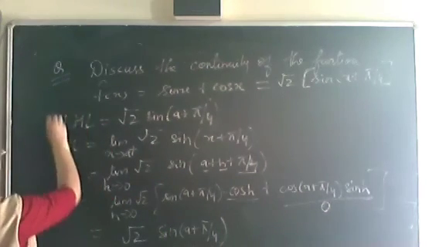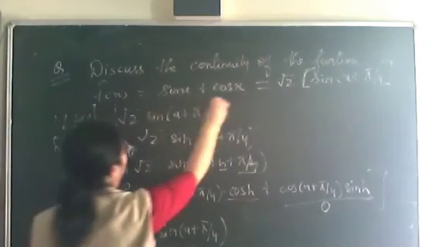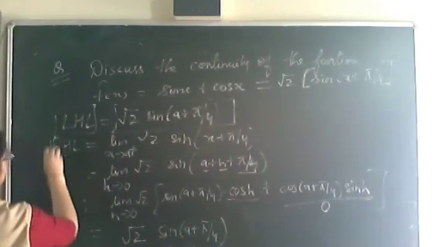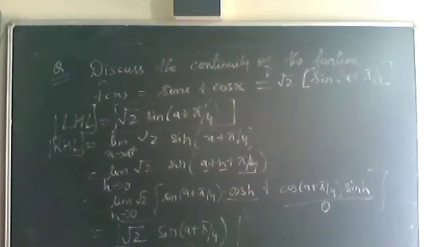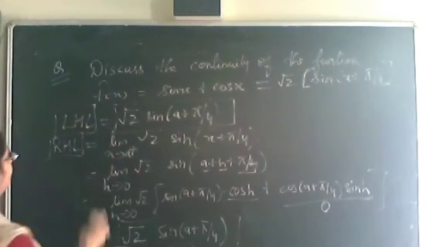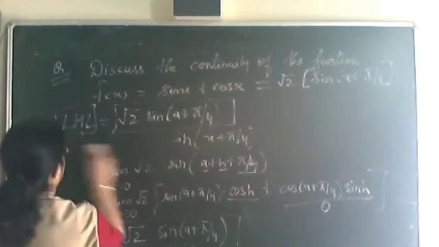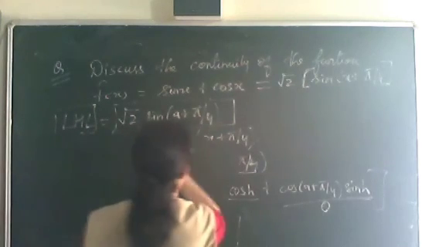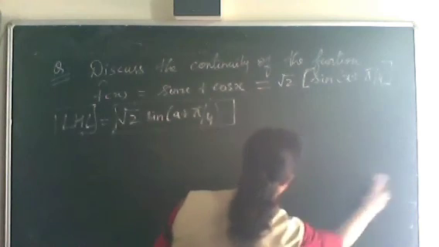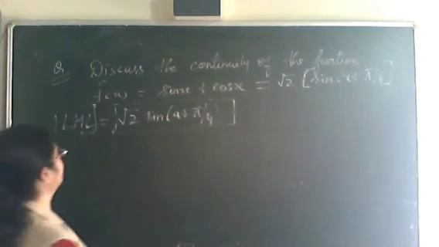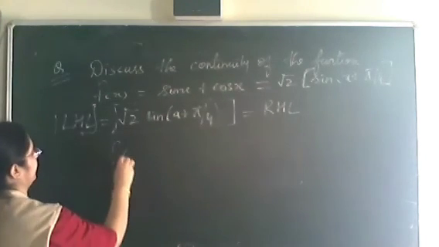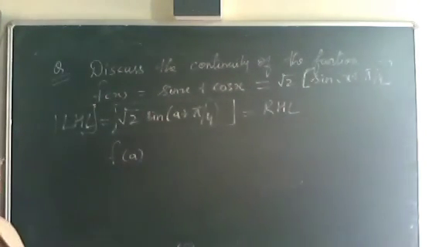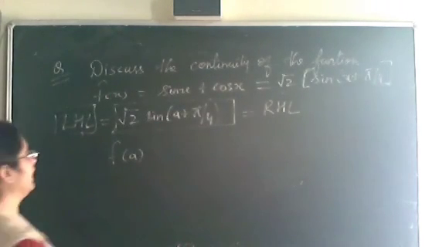Now you can see that the LHL we have calculated is root 2 times sine a plus pi by 4. RHL is equal to root 2 times sine a plus pi by 4. So we have calculated LHL and RHL, which are both the same. LHL is equal to RHL. Now we will calculate f of a, because we have calculated the limit at x is equal to a minus and a plus.